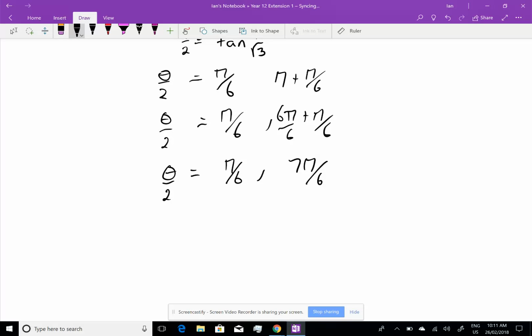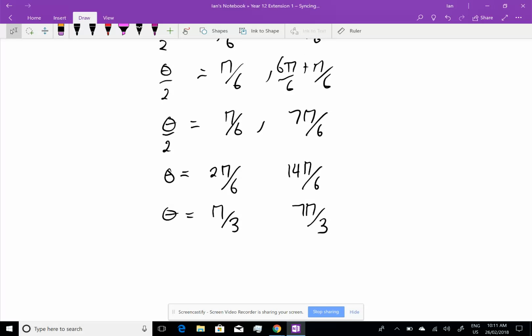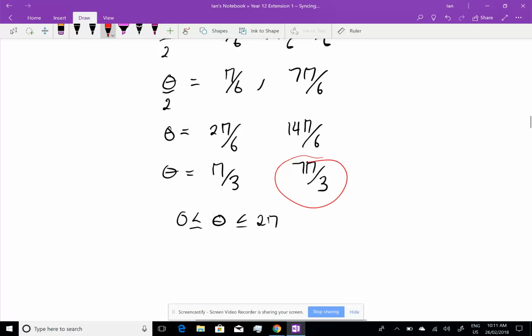Now multiply by the 2, and I get theta equals 2 pi on 6, or 14 pi on 6. So theta equals pi on 3, or 7 pi on 3. But remember, our solutions must be between 0 and 2 pi. And this is bigger than 2 pi. So therefore, our only answer is pi on 3.